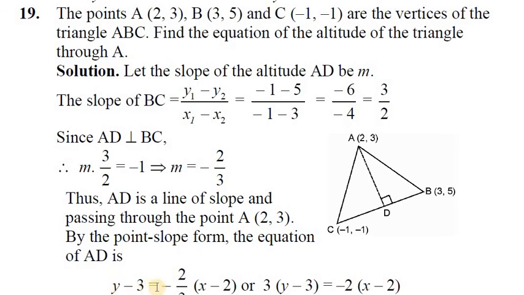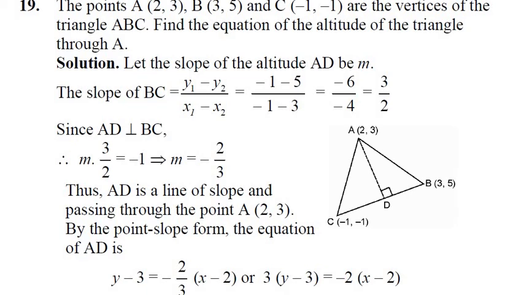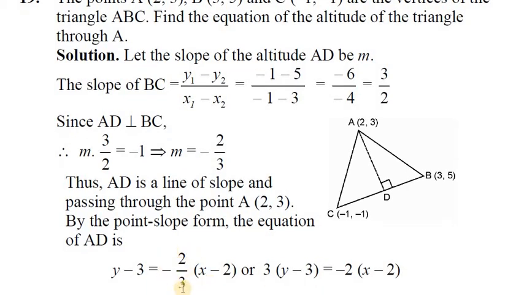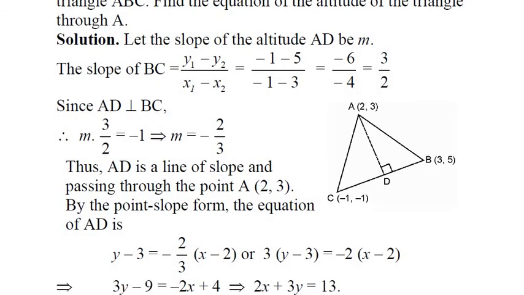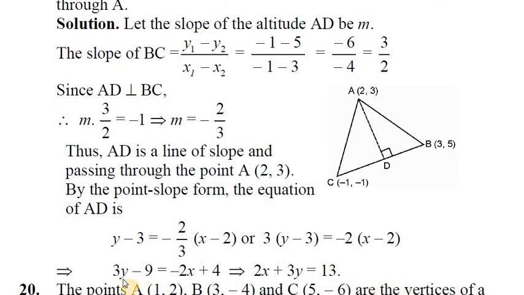This is y minus y1 is equal to m into x minus x1. x1 is this one, y1 is this one. So y minus y1 equals m into x minus x1, where m is -2 by 3. After simplification we have the final equation of line AD, this one: 2x plus 3y is equal to 13. So this is the required equation of AD.